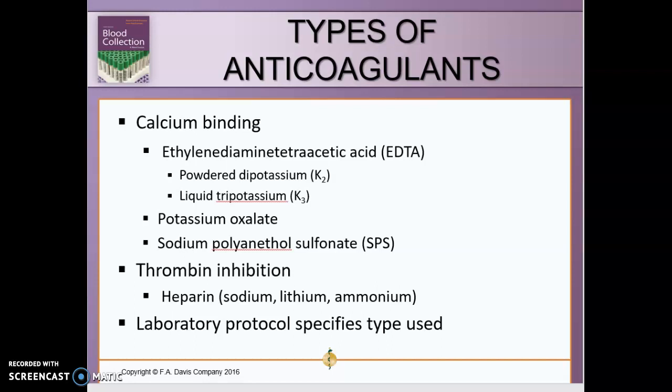One key note that I want to point out: the anticoagulant composition must be considered when running tests on plasma. An example of this would be the EDTA. It cannot be used when plasma calcium level is requested because the plasma calcium will be bound to the EDTA. So just remember that we cannot use the EDTA when we're checking plasma calcium.